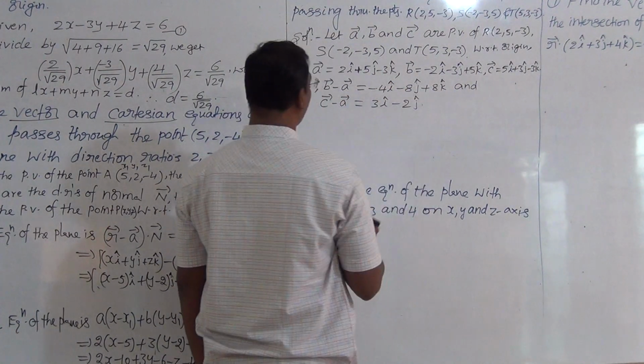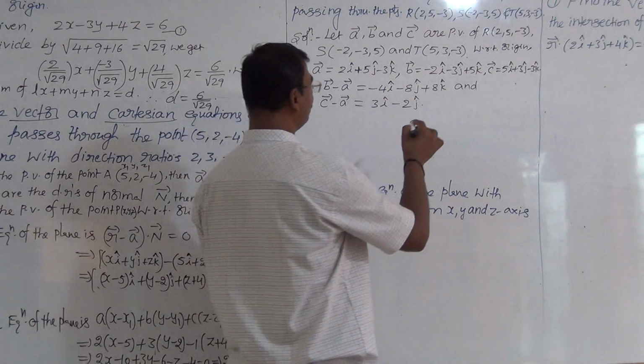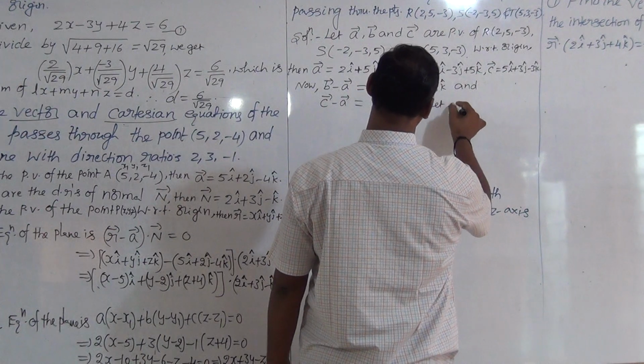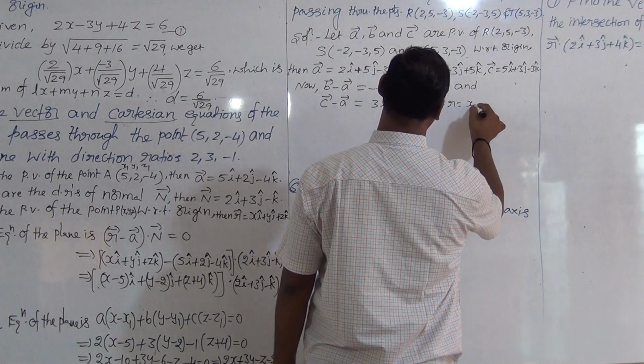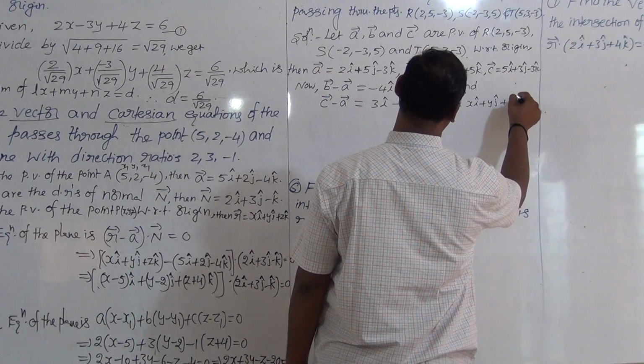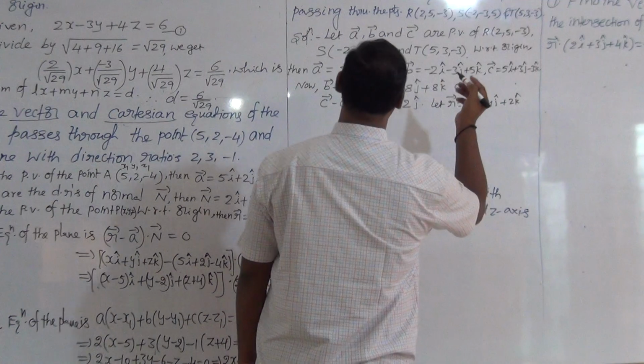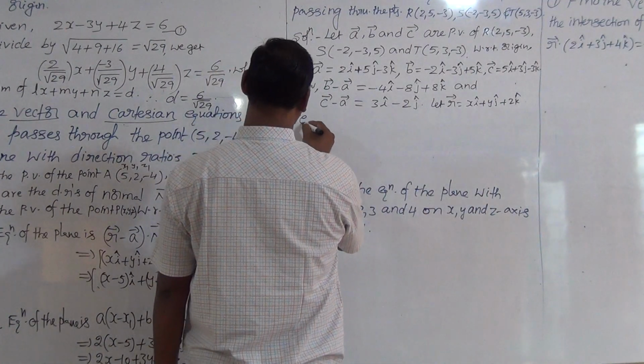Okay. Now we have to write r bar, which is any point here. Let r be equal to xi plus yj plus zk. We don't know, this is any vector, a general vector. Let r bar be equal to the vector equation of a plane formula.